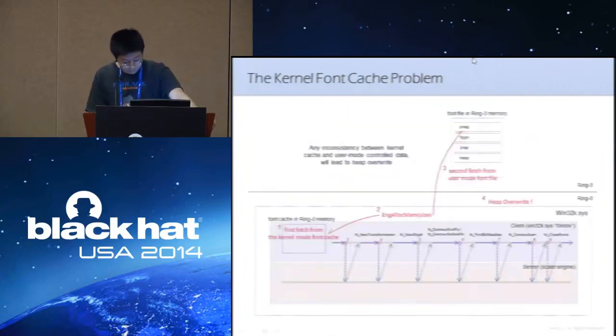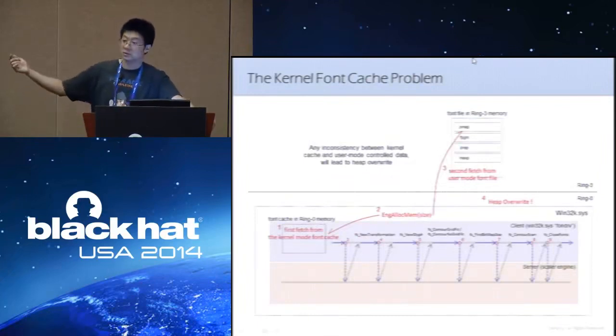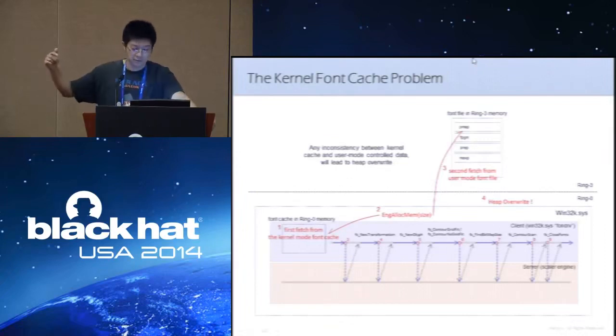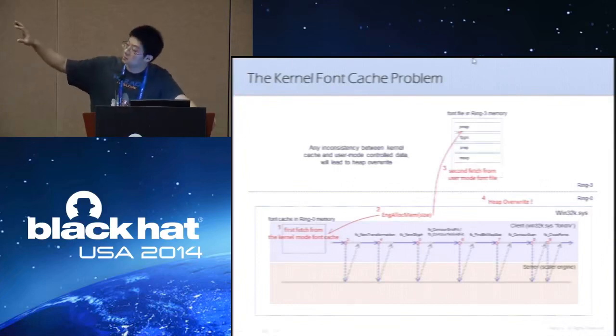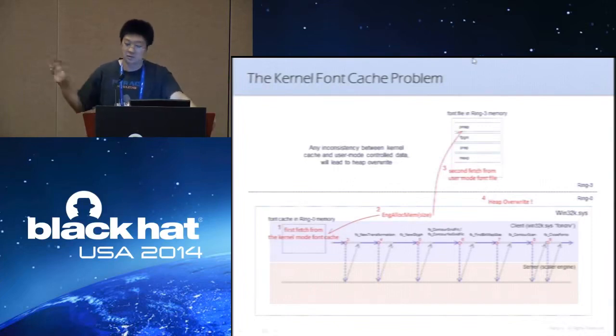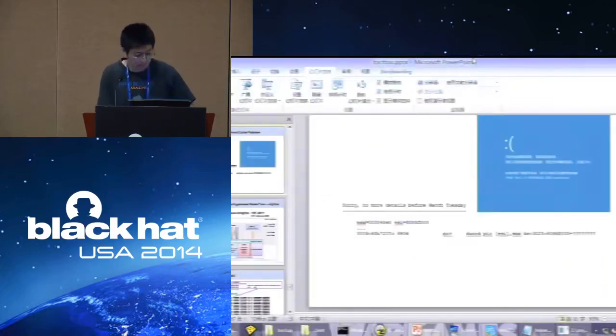I drew a picture to illustrate this problem. The first time, the engine fetches from the kernel mode cache and allocates memory from the kernel heap, and the second time it fetches from the user mode controlled font file format. And if there is inconsistency, it means heap overwrite. Okay, I will show this.